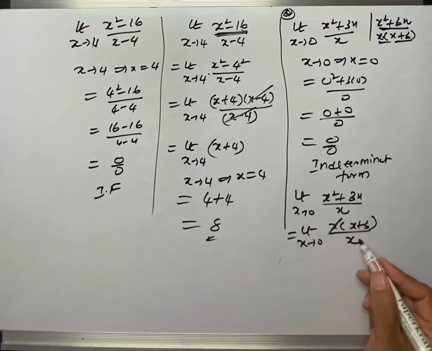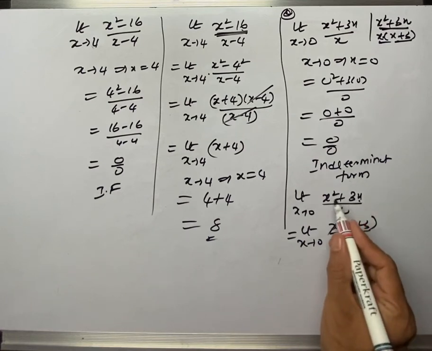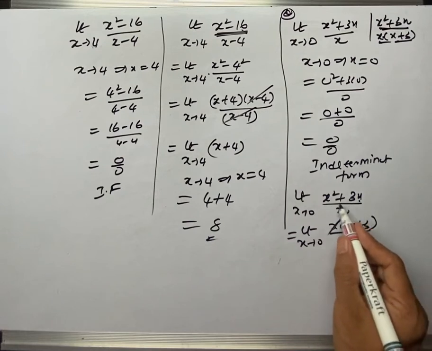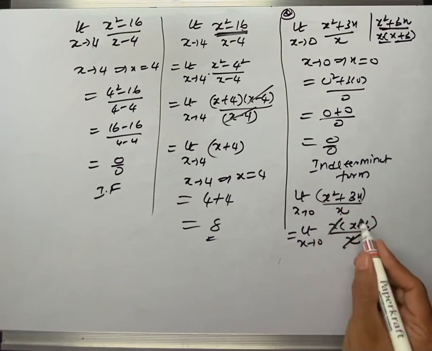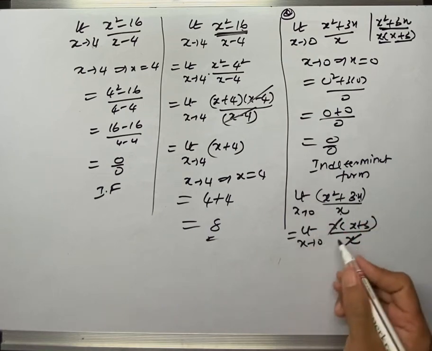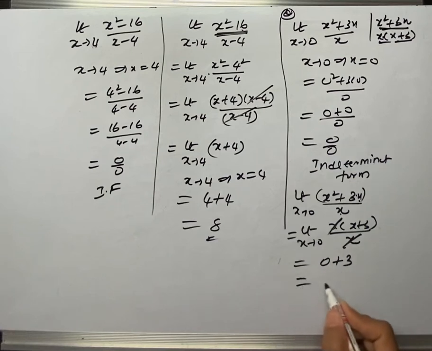Now cancellation has been done. We can't cancel this x and x separately because this is x square plus 3x. This is a function. We need a multiple of the whole thing to cancel, the total multiple, not a multiple of 3. The common thing gets cancelled, then x tends to 0, x is equal to 0. In place of x, we are substituting, and we are not getting 0 by 0 form in this case.